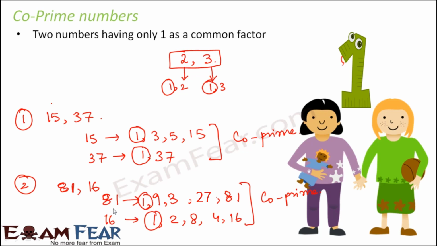So in case of coprime numbers, it is not necessary that both the numbers have to be prime numbers. They can be prime, they can be composite. So they can be any number. It is just that the only common factor between the two numbers should be 1.